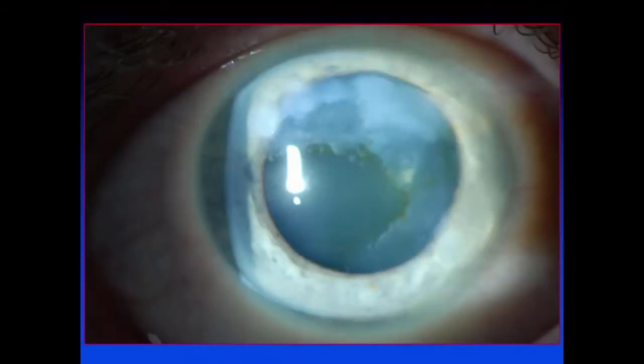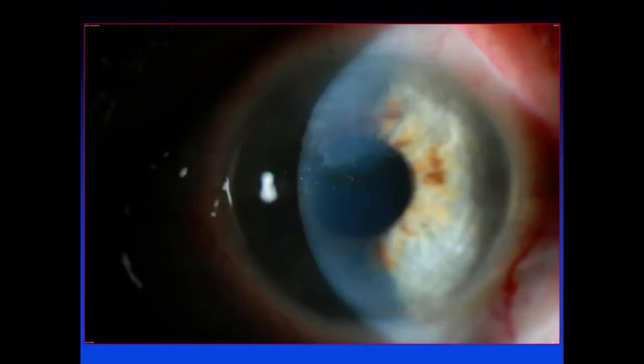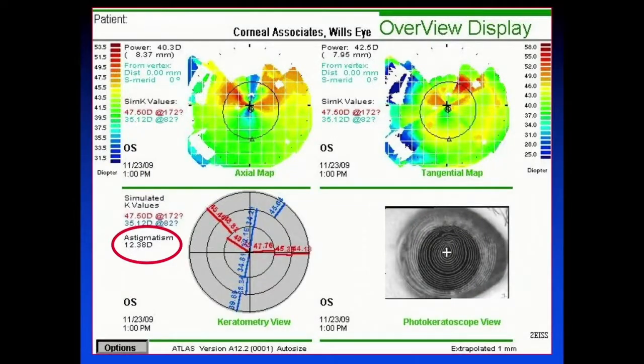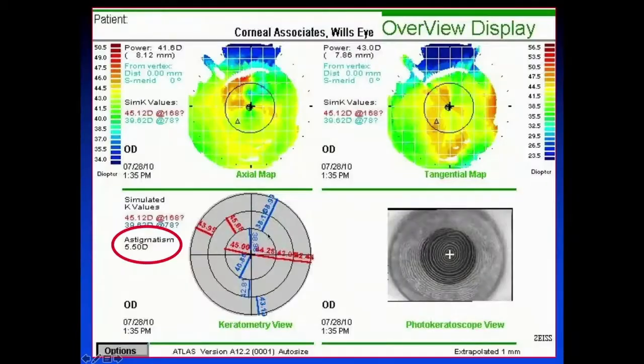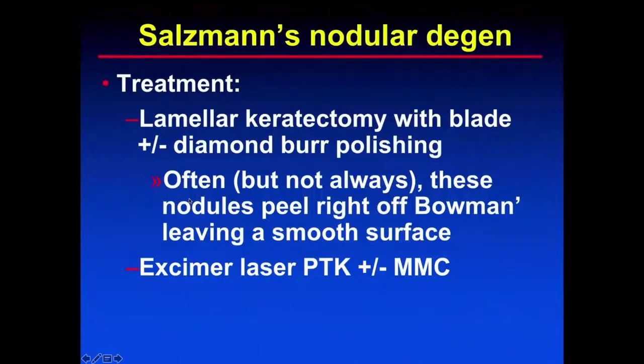Here's a pretty obvious one, significant visual symptoms from this. Here's a less obvious one, but reaching into the visual axis. Topography here shows irregular astigmatism with 12 diopters of cyl down there. Here, a little less obvious, but topography shows irregular astigmatism with 5.5 diopters of cyl. How do you treat it?